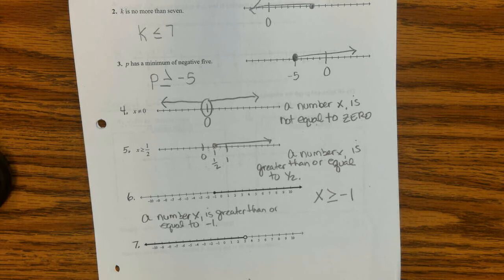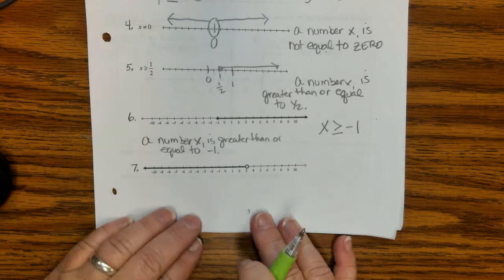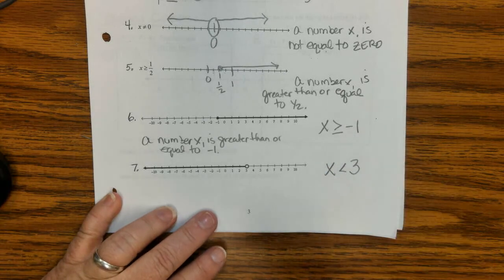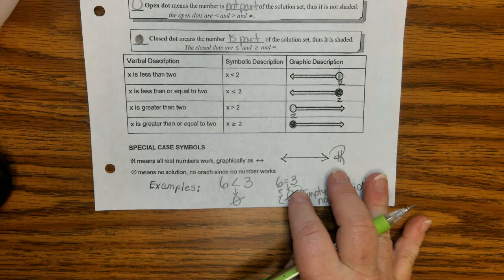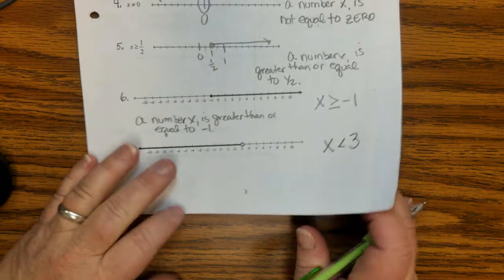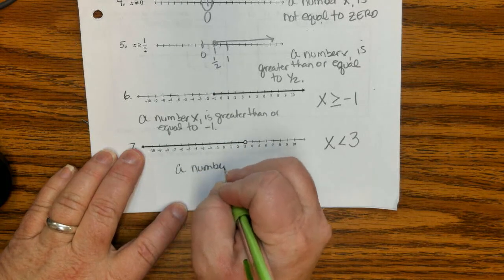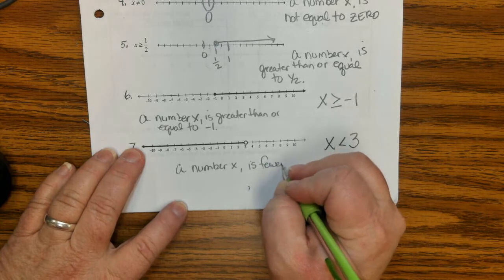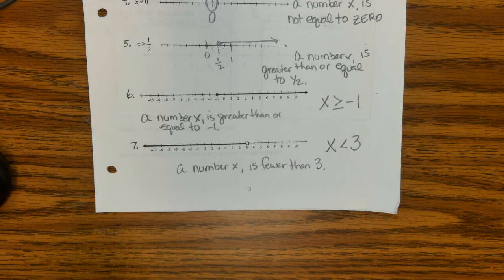Somebody else, what about number 7? Okay. Let's think of a different way to say that. What could we say here? A number x is fewer than 3, just to mix it up a little bit and we get more familiar with the language that could be used.